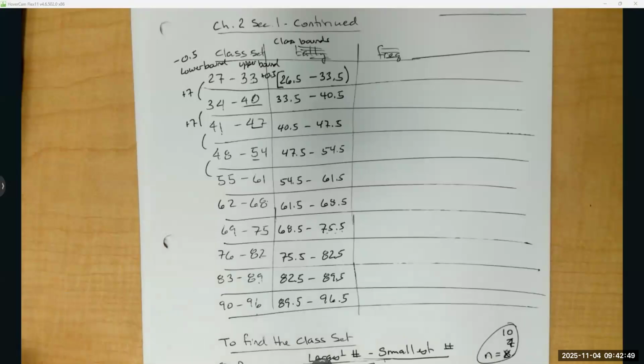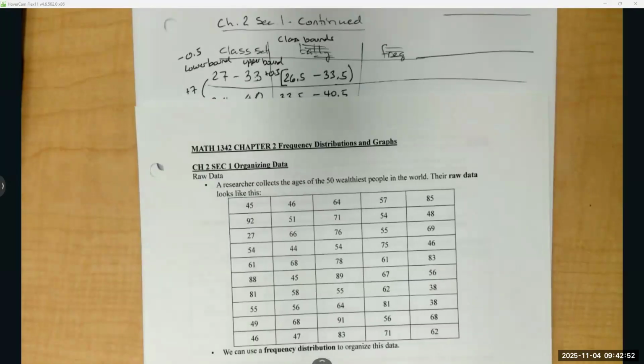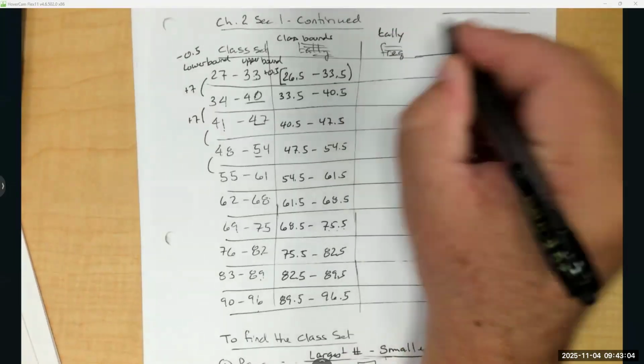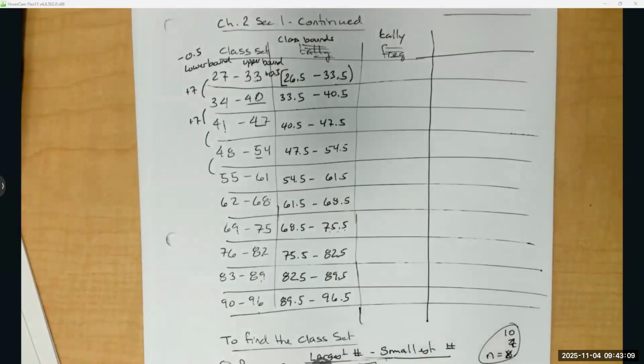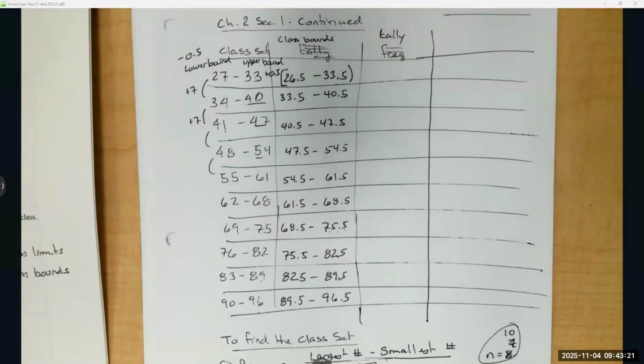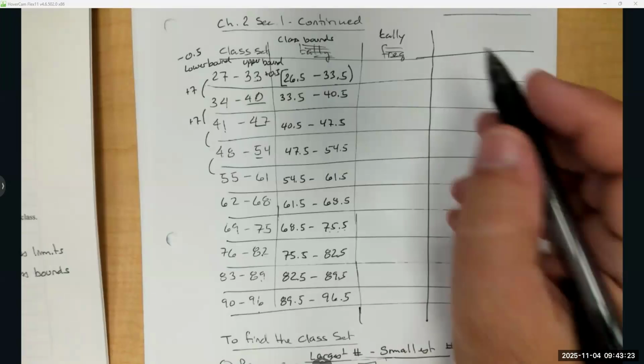Well, this is where you look at your data and you figure out where it goes. How do we do that? What do we have to create first? The tally column. All right, so go ahead and do those. You should have the data in front of you, so go ahead and work it out.